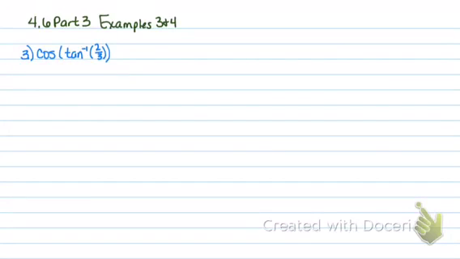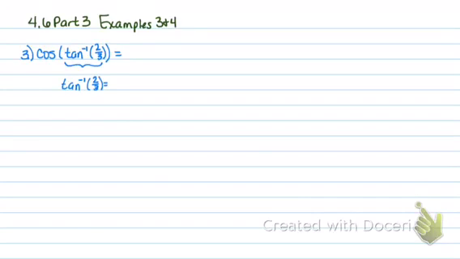All right, so number 3 here, we're 4.6 part 3, examples 3 and 4. On number 3, it wants us to take cosine of the inverse tangent of 2/3. All right, well, this is more like that f of g of 4 I showed you at the beginning. What if we just work the inside here? So can we solve the inverse tangent of 2/3?